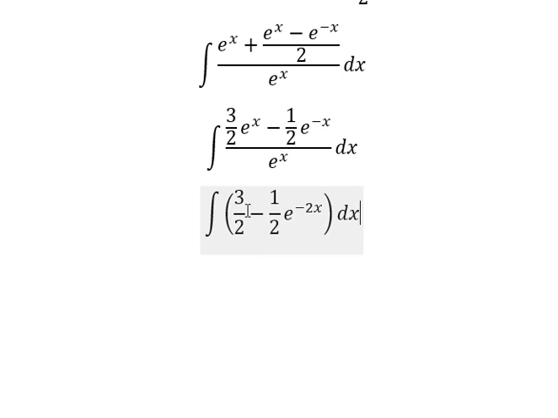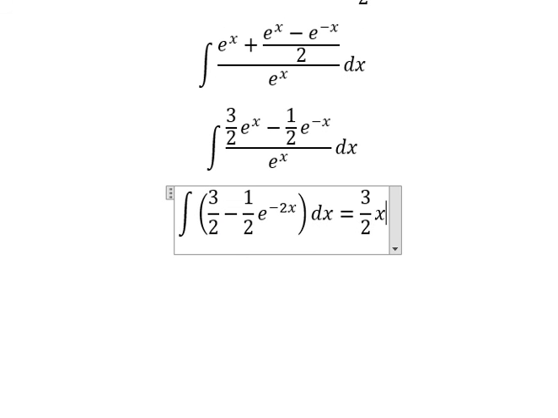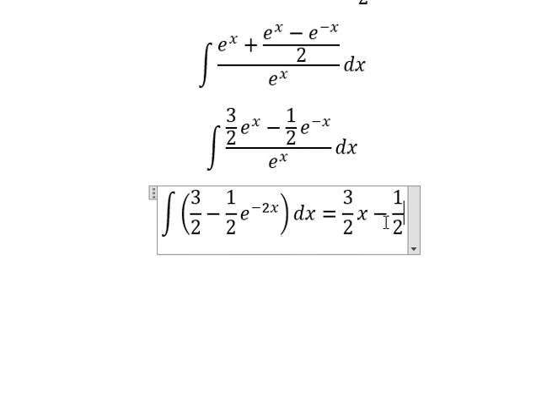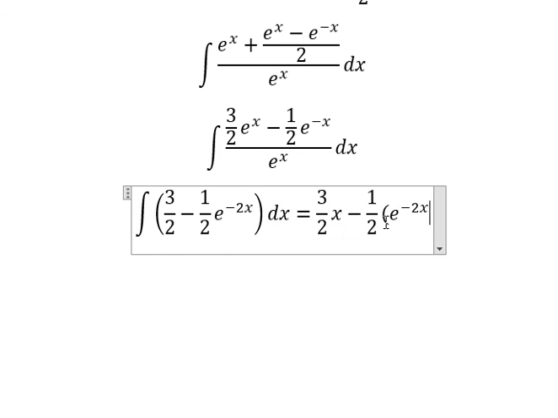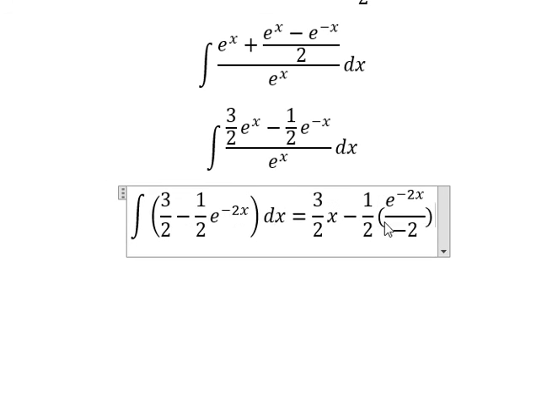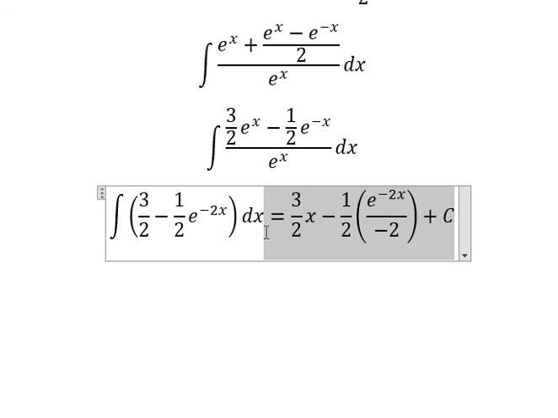Next, the integration of 3 over 2. We have 3 over 2s. About this one, we have e to the power of negative 2s over negative number 2. And then I will put about c.